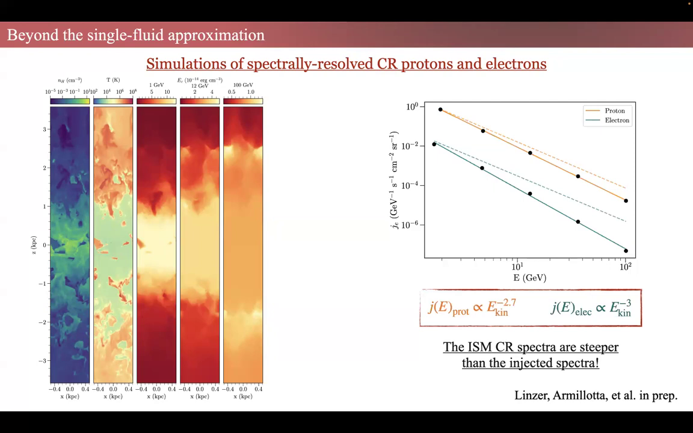Then the spectra of cosmic rays become steeper as they propagate through the ISM, and the average spectral slope in the ISM is minus 2.7 for the protons and minus 3 for the electrons, and this is in very good agreement with observations in the local ISM.